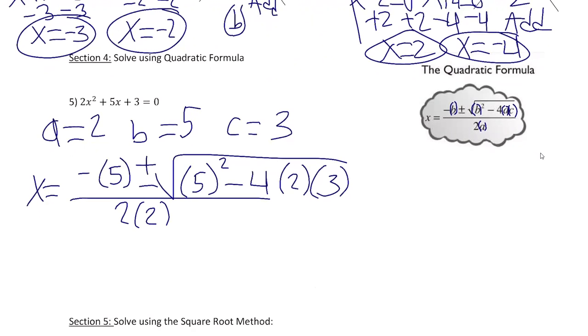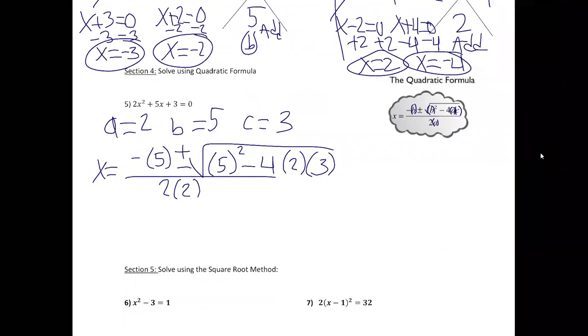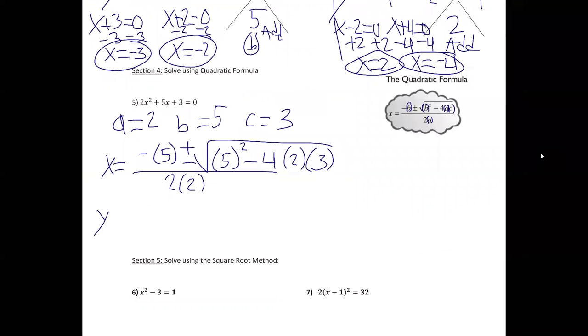And then we just want to start cleaning this up. So this first part is just going to be -5. The bottom is going to be 4. And then we want to simplify this radical. So if you have a calculator, you can just plug it in there.